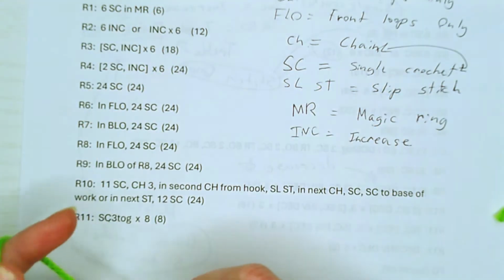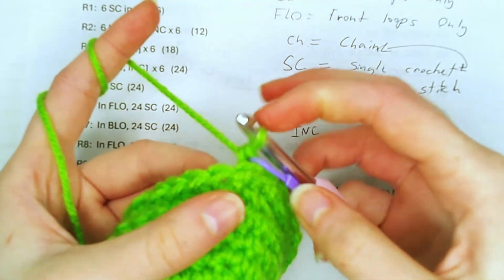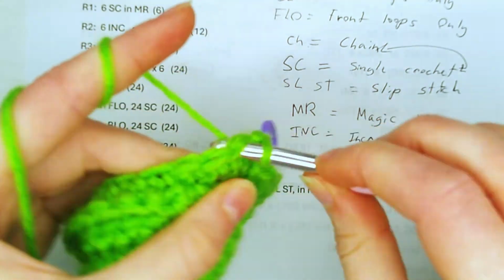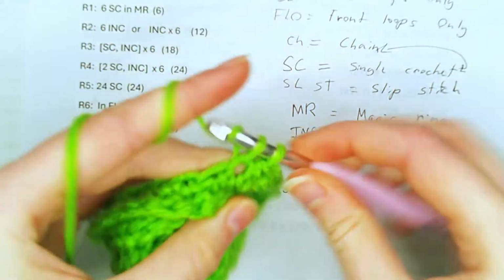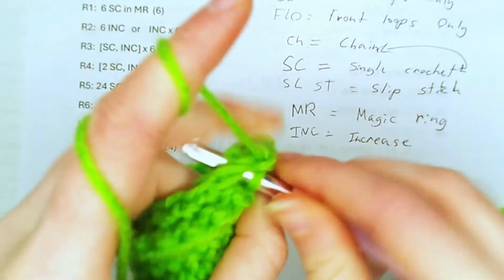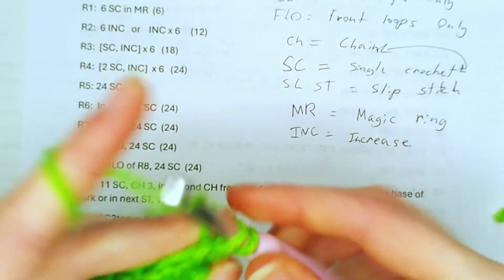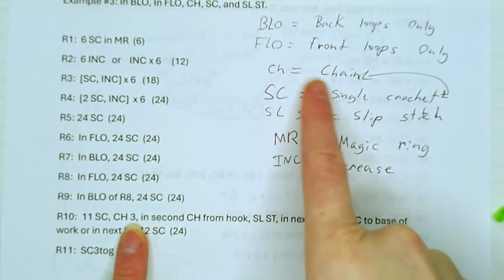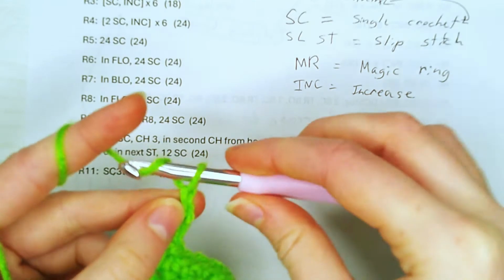So we are going to go into round 10, and it says 11 single crochets. Since this was our last stitch, this would be our first stitch to go into. So we're going to just go into there and do our 11. 2, 3, 4, 5, 6, 7, 8, 9, 10, and 11. So we did 11, and now it says CH3. CH just stands for chain. So we're going to chain 1, 2, and 3.